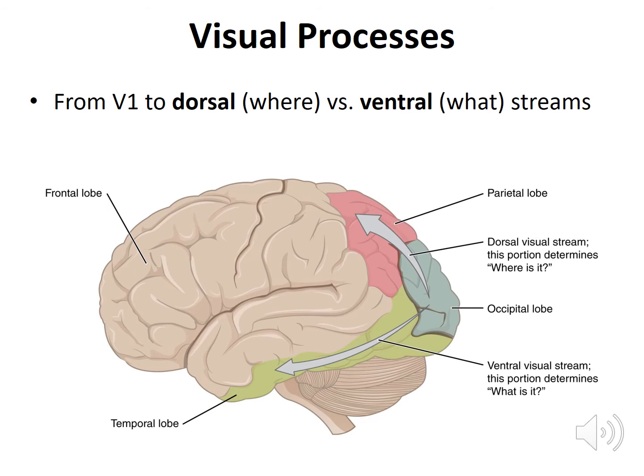The what pathway refers to the temporal lobe, so it basically is dealing with what is it, what I perceive, so it's sort of an identity processing, whereas the parietal lobe, the where pathway, is dealing with the fact where is it located, where is the object located. So that's the where question which is being dealt with in the parietal lobe.